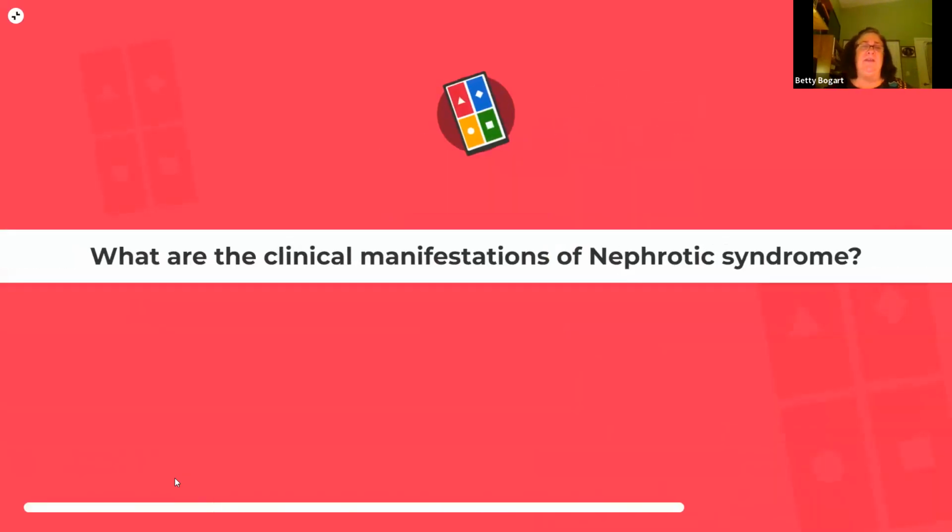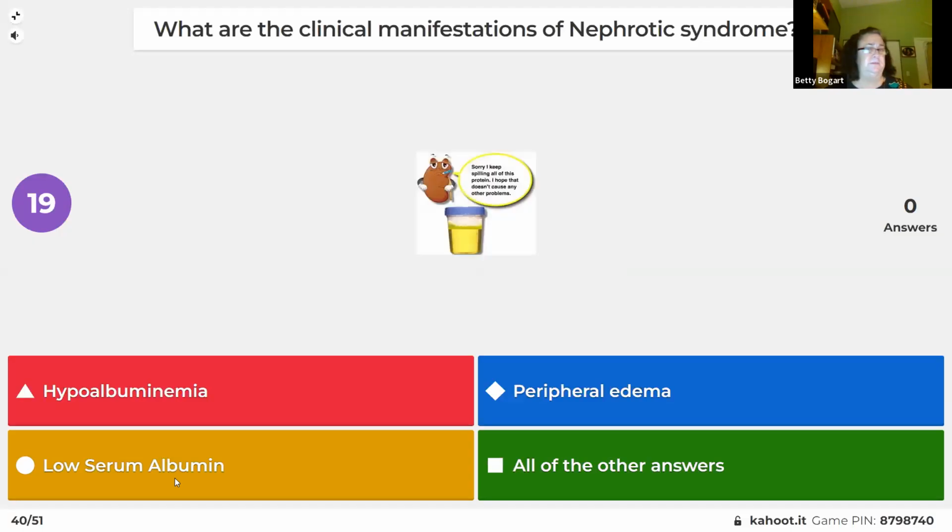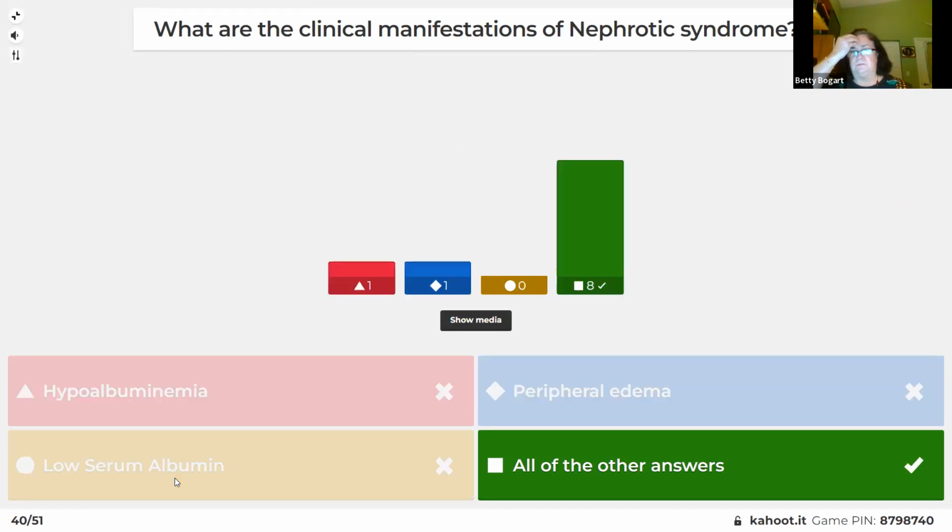What are the clinical manifestations of nephrotic syndrome? So it's all about proteins and swelling: hypoalbuminemia, low serum albumin, peripheral edema. We treat it with some steroids, nursing care, I and O, daily weights, low salt diet, and monitor and restrict fluids.